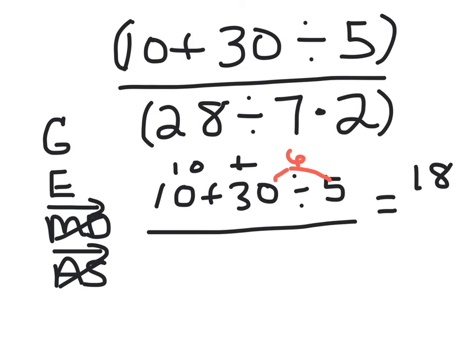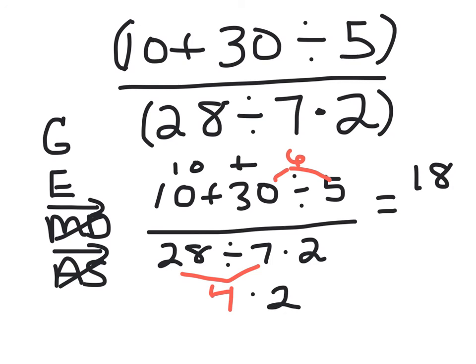Now I have another group in my denominator. I have 28 divided by 7 times 2. Let's start back in my order of operations. There are no exponents here. There is multiplication and division, and what I learned is I go left to right. So what I'm going to do first is the division problem. 28 divided by 7 is 4. Then I copy down everything else I have. 4 times 2, so my new denominator here is 8.